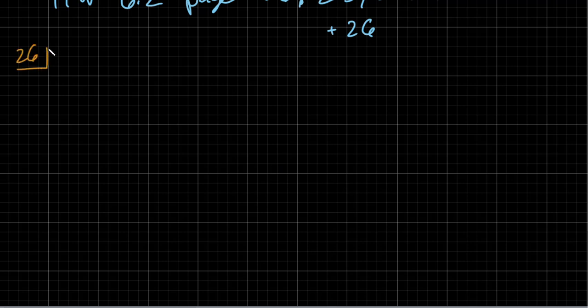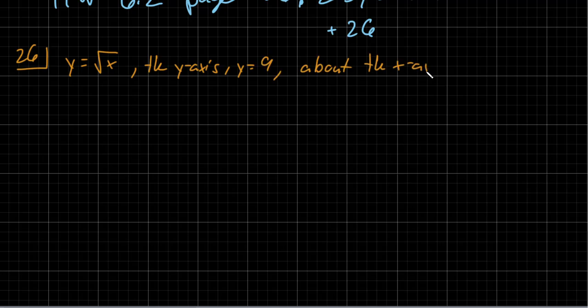Number 26 was about y equals square root of x, the y-axis, y equals 9, and about the x-axis. This is going to be our practice for today. Okay, I'm going to sketch it. Got my y-axis, got my x-axis.